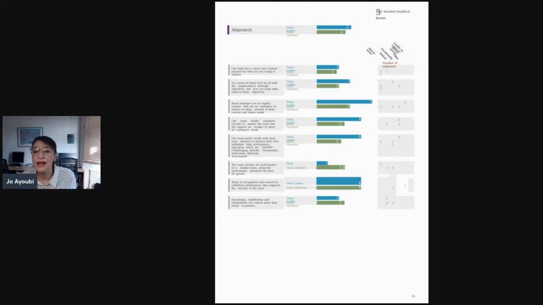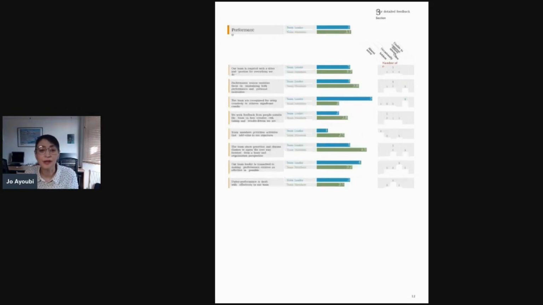Now, the team leader has said very frequently or almost always. The team members' average is quite a lot lower than that. So there may be some calibration necessary for the team leader to see that maybe there's something that she is not aware of that is going on in the team, which is a great opportunity to develop and improve.